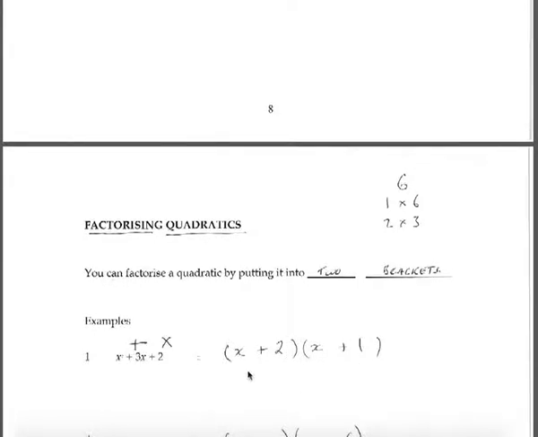It doesn't matter which way round you've got the two brackets. It could say x plus 1 times x plus 2, that's fine. When you're timesing things, the order doesn't matter. 2 times 3 is the same as 3 times 2.